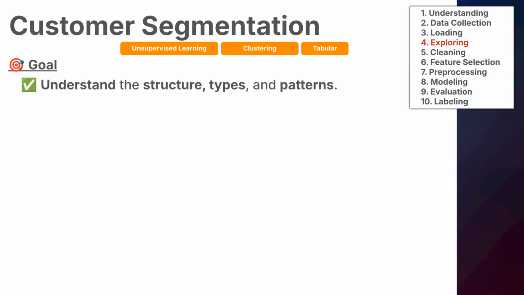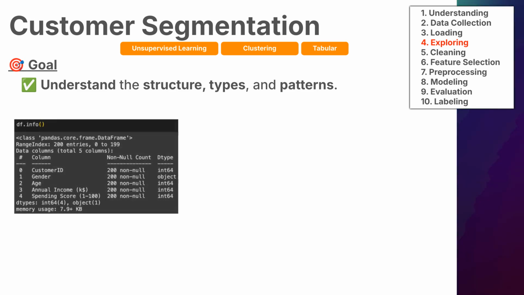4. Exploring the data. The goal of this step is to get a clear understanding of the dataset's structure and contents, identify any obvious issues, and gain insights through initial visualizations. First, the info method says the dataset has 200 rows and 5 columns. There are no missing values in any column. Each has 200 non-null entries. The data types are customer ID, age, annual income, and spending score are all integers. Only gender is an object type.